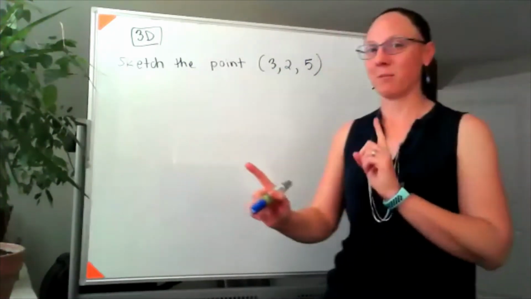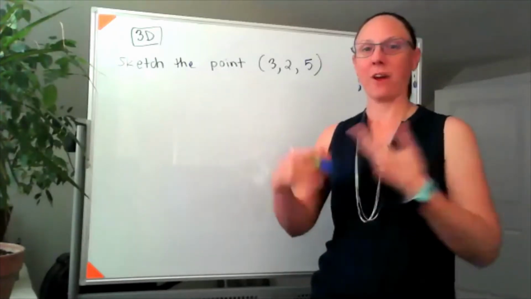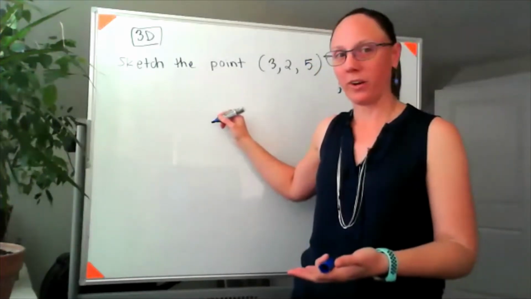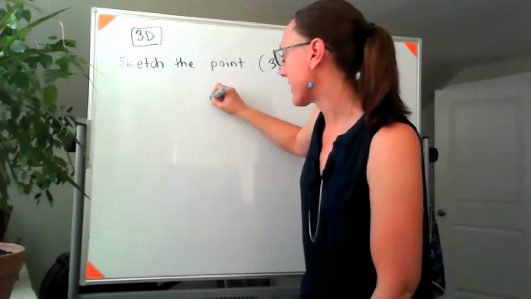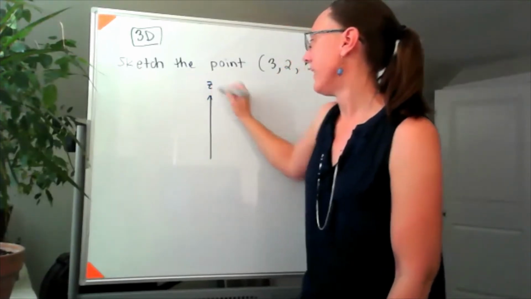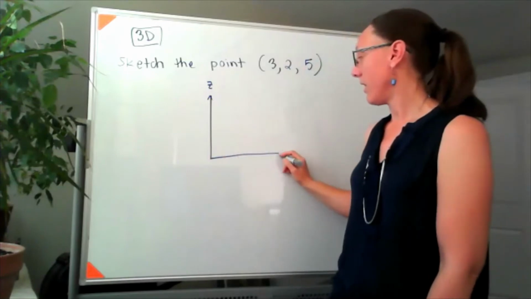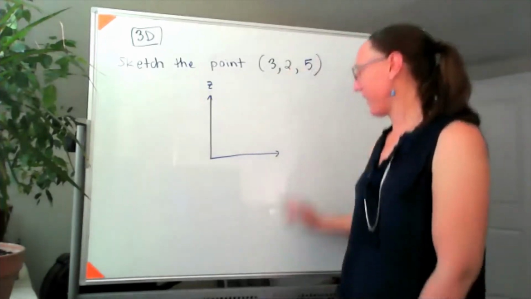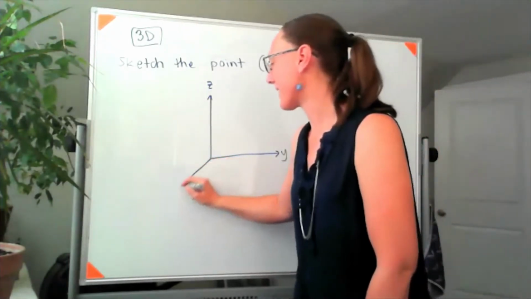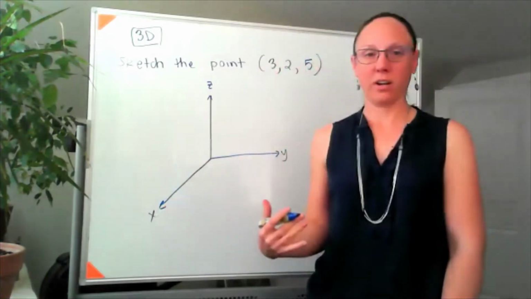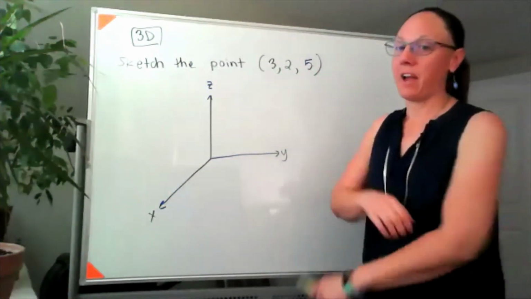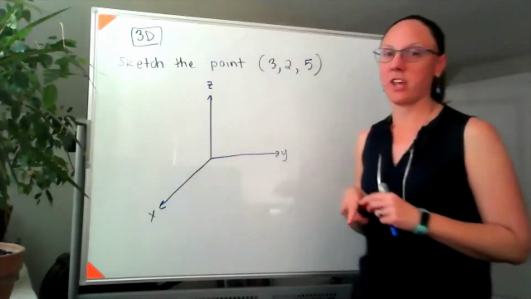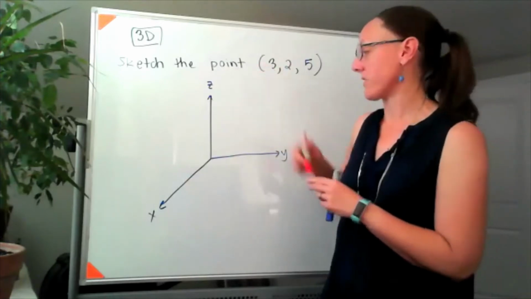But physicists and mathematicians don't always agree on how to orient their coordinate system. In our textbook, the way that we orient the coordinate system is that our z-axis is coming straight up. Our y-axis is headed that way, and our x-axis is coming out of the board at us. So if I wanted to sketch this point (3, 2, 5), the easiest way for me to sketch that is to walk out 3 in the x direction.